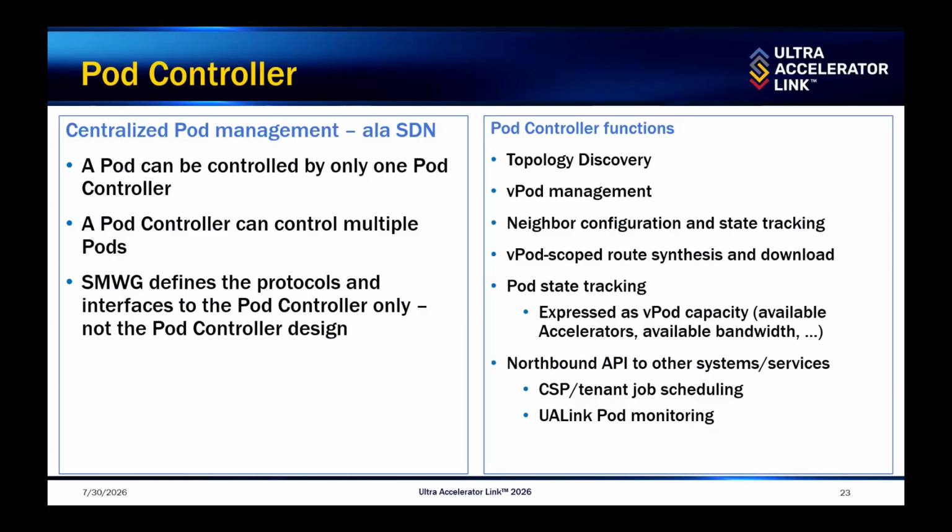So like what Justin mentioned, a vPod can be two accelerators, but can contain all the accelerators in a pod as well. The northbound API on the pod controller, we don't define it, but we expect it to at least contain pod state and monitoring APIs for tenants and other ecosystems, other systems to consume.